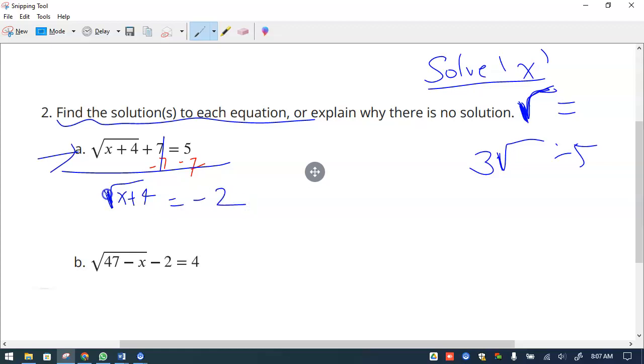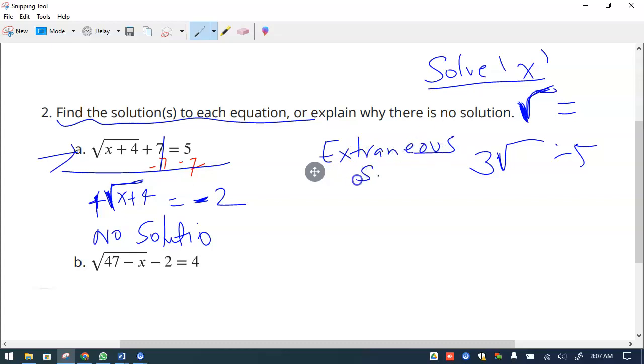Now, if you see, this is a square root, which has a plus sign in the beginning, and on the right side there is a minus sign. You can't have a plus on the left and a minus on the right. There will be no solution. There is no solution here. But you can find an extraneous solution. What does extraneous solution mean?